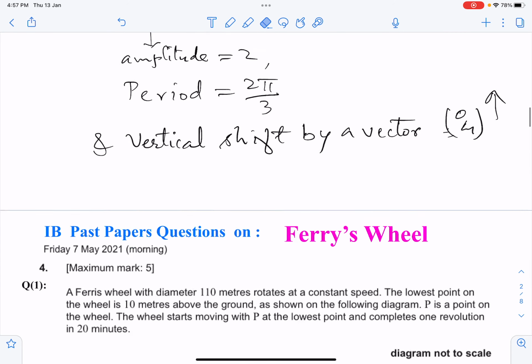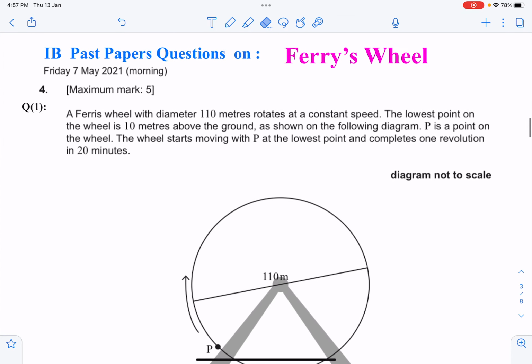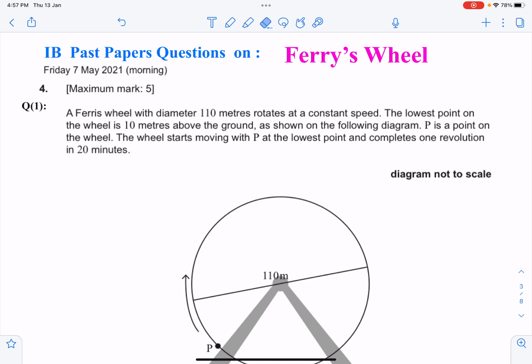Okay then. Now let us go to the Ferris wheel now. Okay, this is a past paper question here. May 2021 morning session, question number 4 from paper 2. This question is from paper 2. Okay, always it will be in paper 2 because you have to use GDC to solve this question. Okay, what this question says, this is for maximum 5 marks.